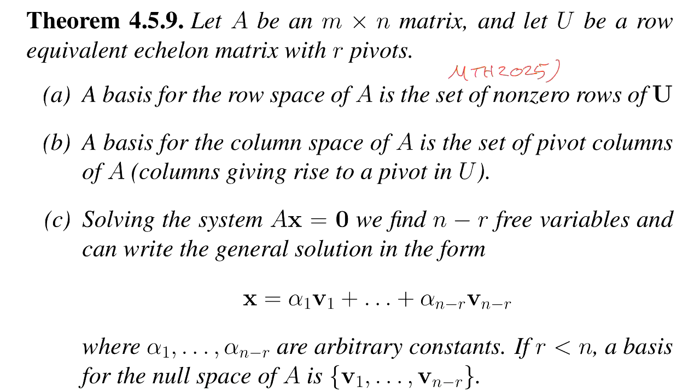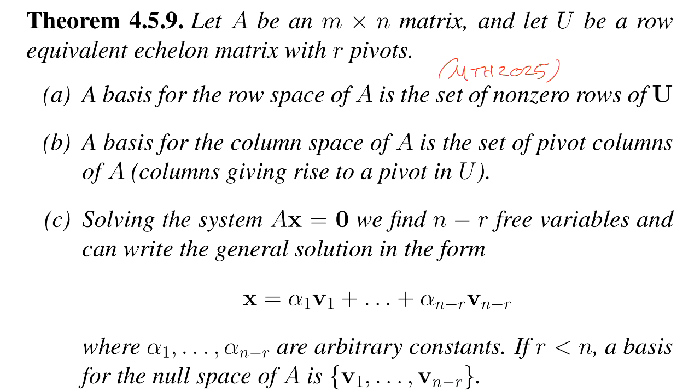The second claim, which is the hardest to prove, is that a basis for the column space of A is the set of pivot columns of A, right? So what's a pivot column? It's a column that ends up getting a pivot when you put it in echelon form. The column space is a little bit more subtle because you don't pick the columns in the echelon form. You pick the columns in the original matrix that correspond to the columns in the echelon form that have pivots.